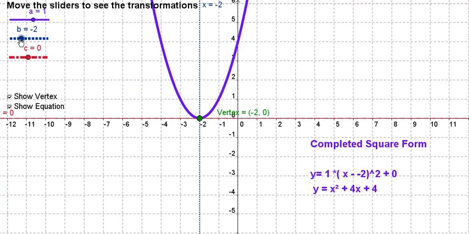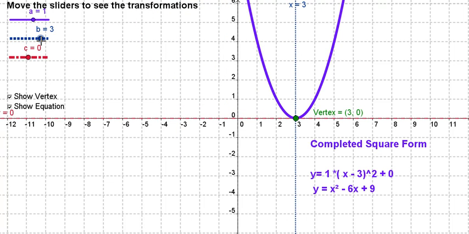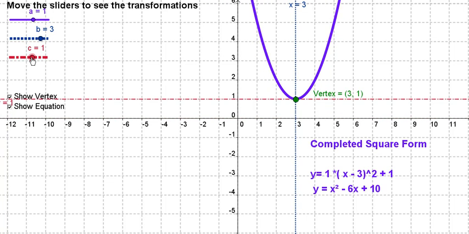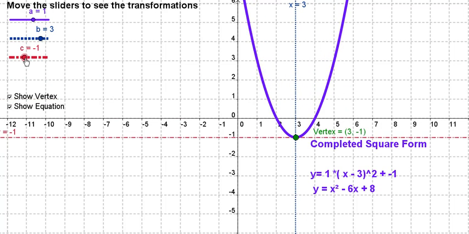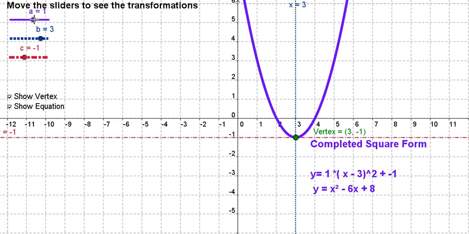If I move my graph to the left, I get this minus thing, and it does the opposite of what I'm expecting, because a minus and a minus makes a plus. So what I end up with is x plus 3 all squared, and if I move it to the right, I end up with x minus 3 all squared. So by changing these numbers, I can draw any parabola I like, and I'm basing it on where the vertex is.